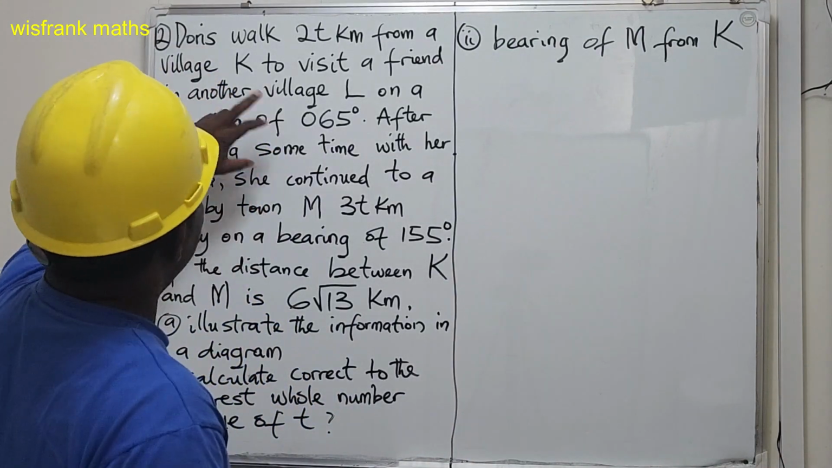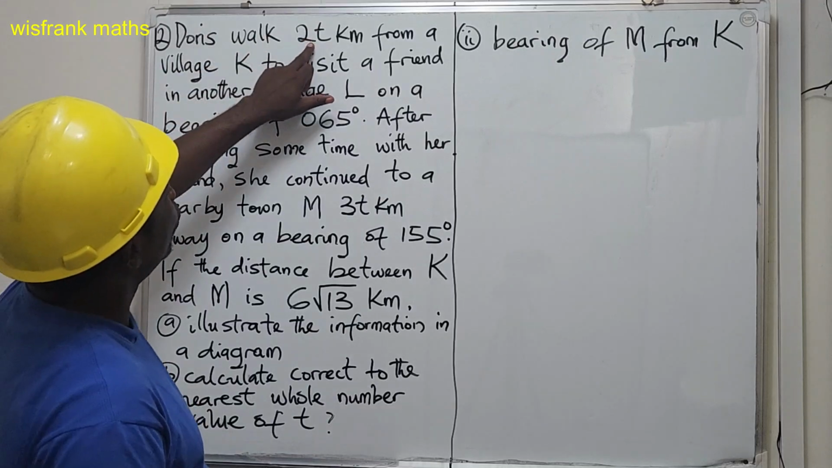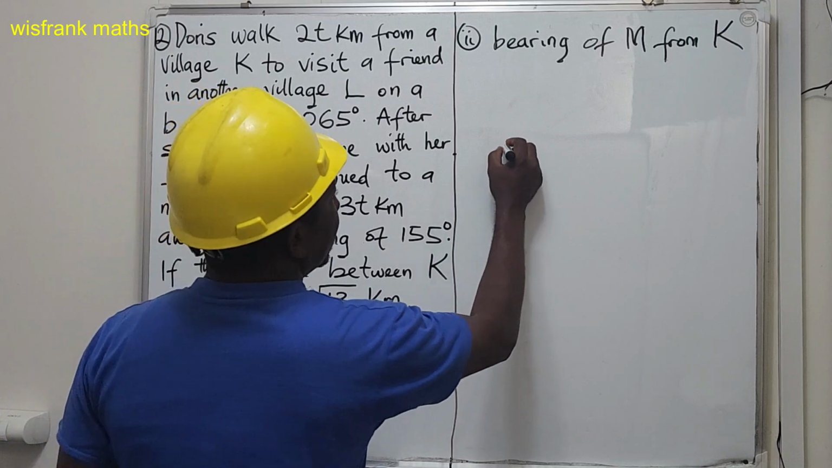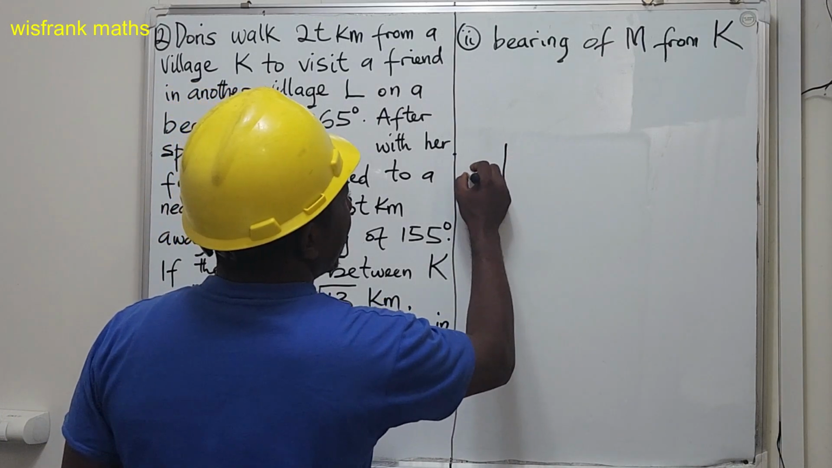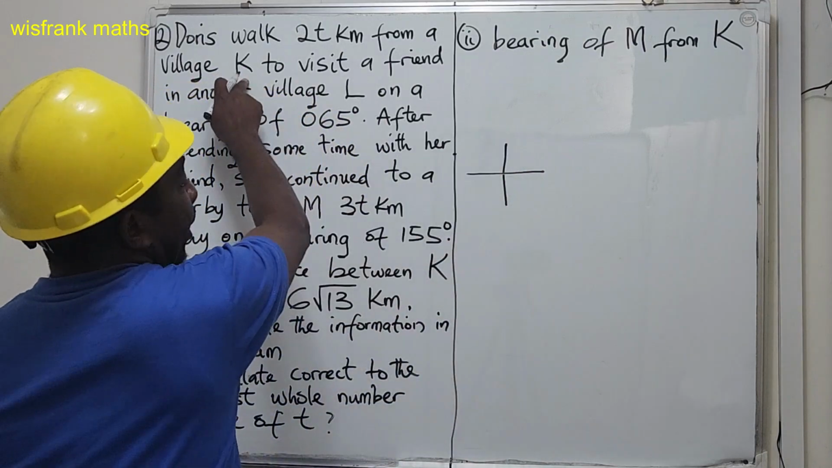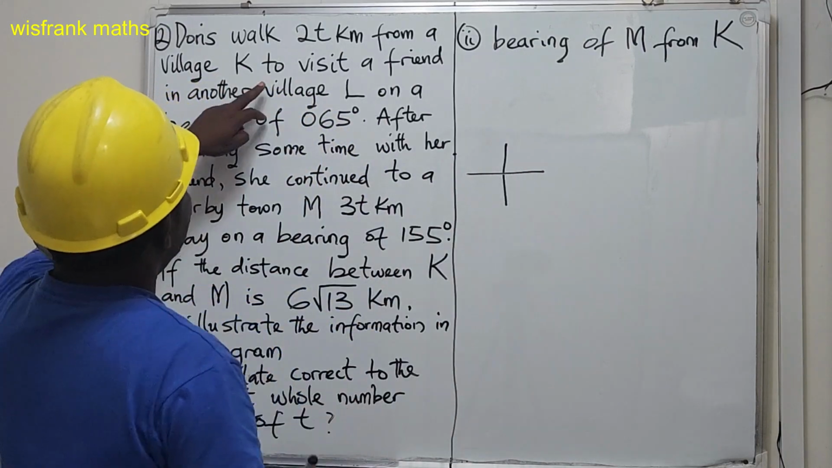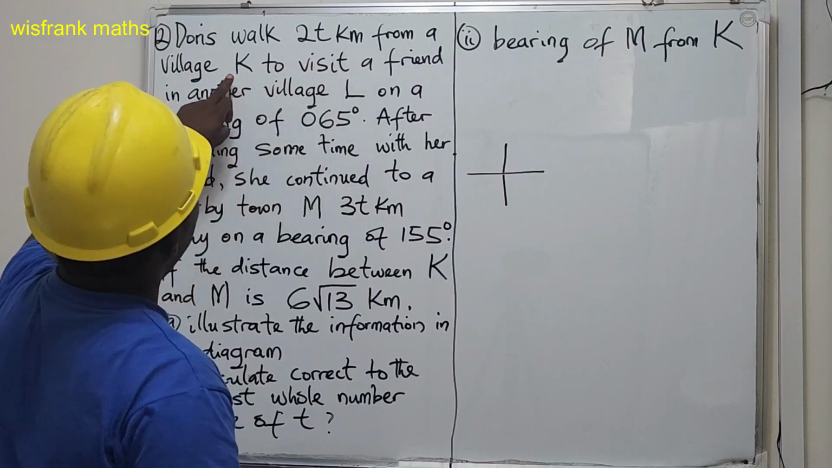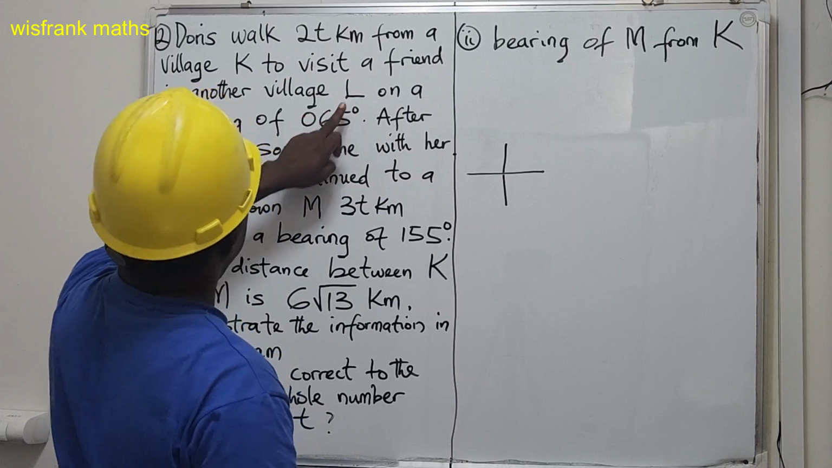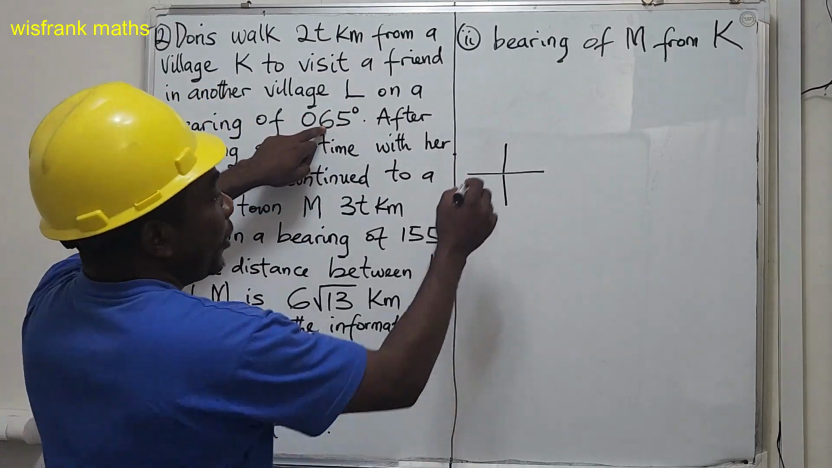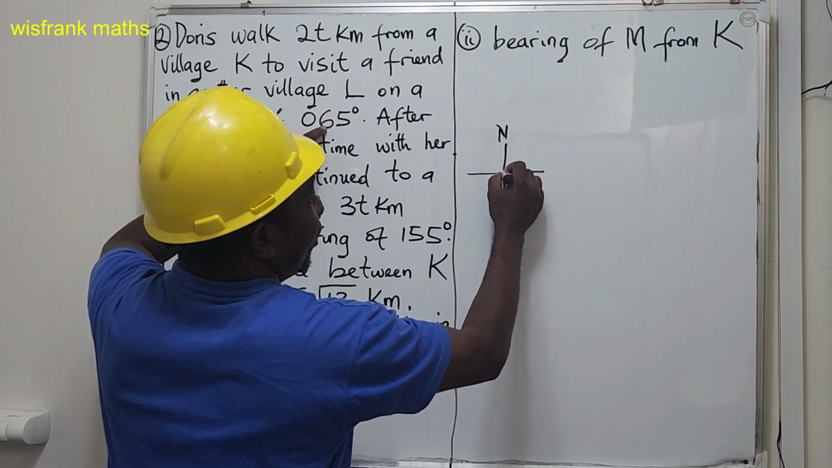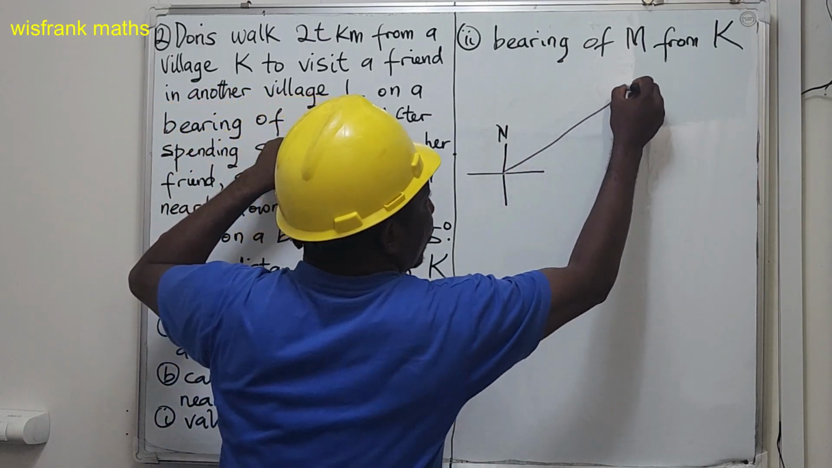So now it says Doris walked 2 kilometers from a village K. So we are going to construct a town K on a Cartesian plane. Then 2 kilometers from K to visit a friend in another village L on a bearing of 65 degrees. So from north, we have 65 degrees somewhere here and it goes here.